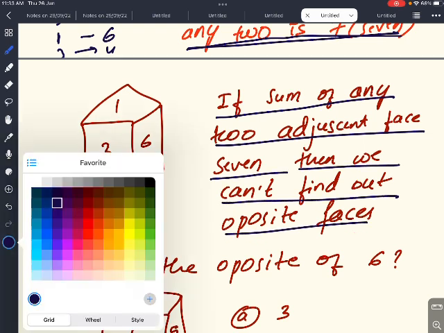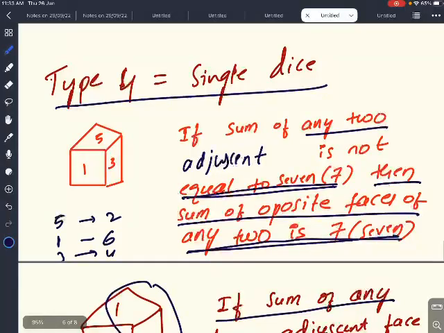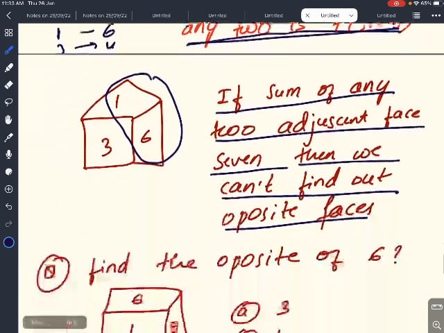If the sum of any 2 adjacent faces is 7, then we can't find the opposite faces. You see here, if the sum of the adjacent sides is 7, we are not able to find the opposite faces. If the sum of the adjacent sides is not 7, then the opposite faces sum to 7. 5 opposite is 2, 1 opposite is 6, 3 opposite is 4.